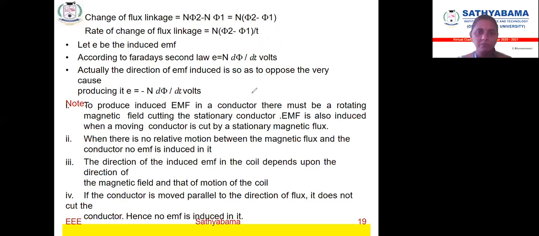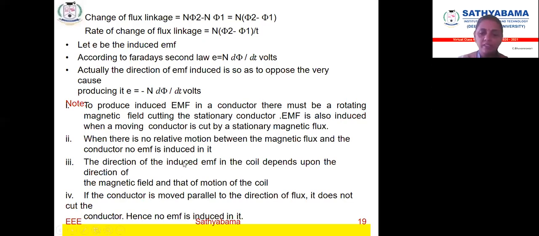Now, to produce the induced EMF in a conductor, there must be a rotating magnetic field cutting the stationary conductor. All these points are very, very important. We will just go through them before moving to the next one. EMF is also induced when a moving conductor is cut by a stationary magnetic flux. Whatever we had seen, the same points are getting repeated. When there is no relative motion between the magnetic flux and the conductor, no EMF is induced in it. The direction of the induced EMF in the coil depends upon the direction of the magnetic field and that of the motion of the coil. So it depends upon both the conductor and the magnet. If the conductor is moved parallel to the direction of flux, it does not cut the conductor. Hence, no EMF is induced in it.